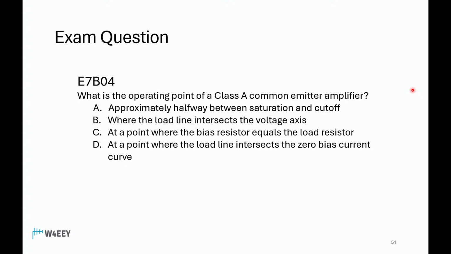What is the operating point of a class A common emitter amplifier? A, about halfway between saturation and cutoff. That gives you a faithful reproduction on the output of what's coming in the input.